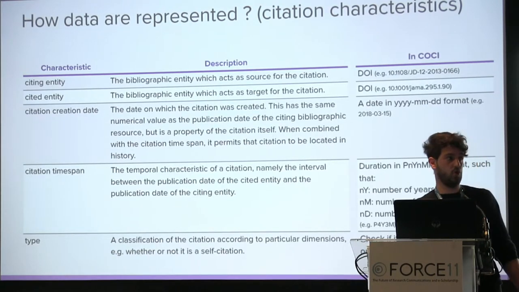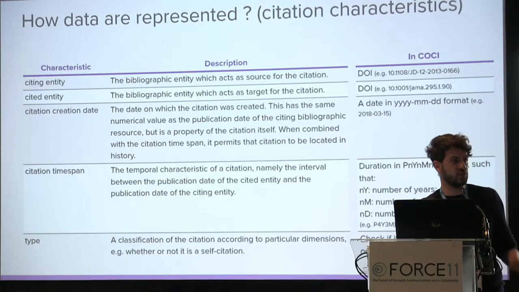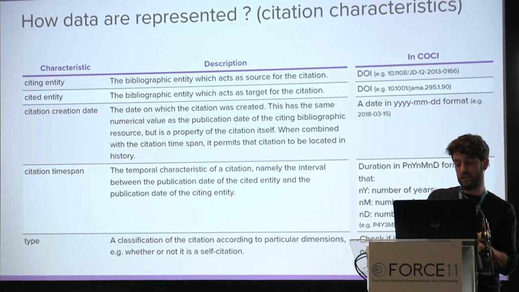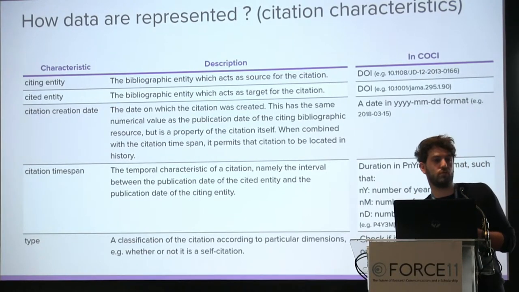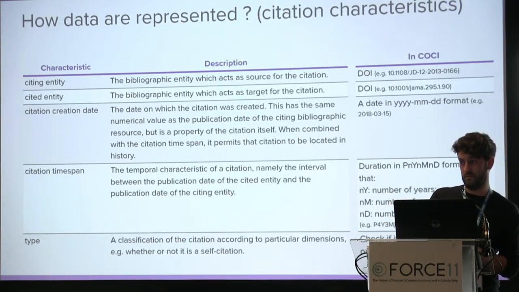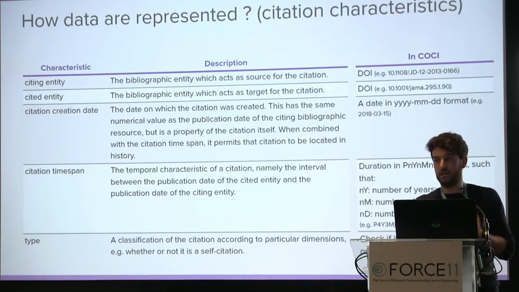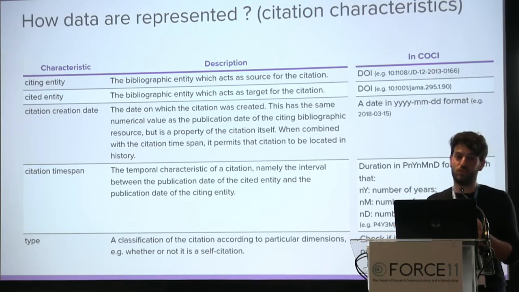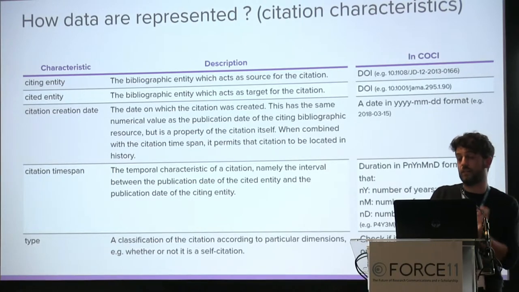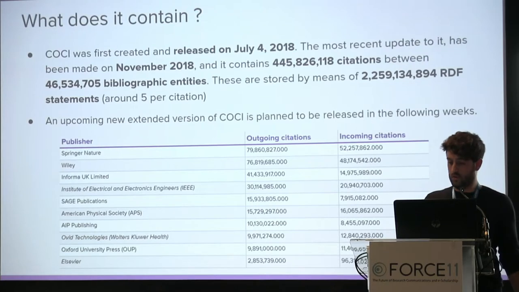And then we have the type. The type is the classification that we are giving to a citation. So we can say that a citation, for instance, could be a journal self-citation. What do we mean by that? We mean that an article in a journal is citing another article from the same journal. When we say author self-citation, we are saying that this article made by an author is citing another article which also has that author in it. So these are two types of classification that we are doing, and we are associating them to the type of the citation.